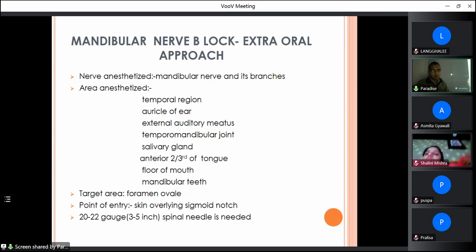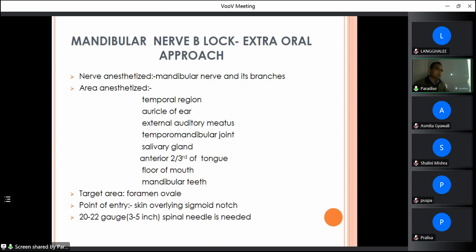Under mandibular nerve block, extraoral approach, nerve anesthesia: the mandibular nerve and its branches. The target area is the foramen ovale, because the mandibular nerve exits through the foramen ovale. There are three branches of the trigeminal nerve, right? Ophthalmic division, maxillary division, and mandibular division. The ophthalmic division exits through the superior orbital fissure, the maxillary division through the foramen rotundum, and the mandibular division through the foramen ovale.